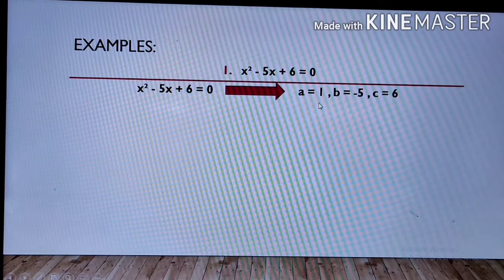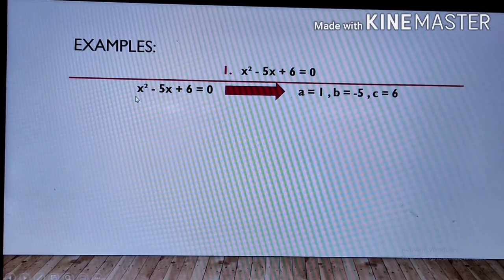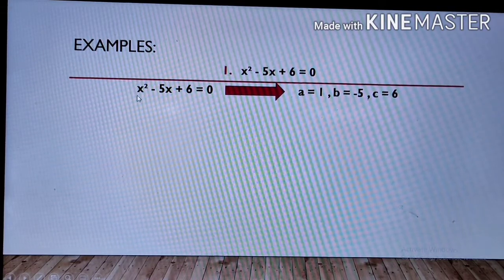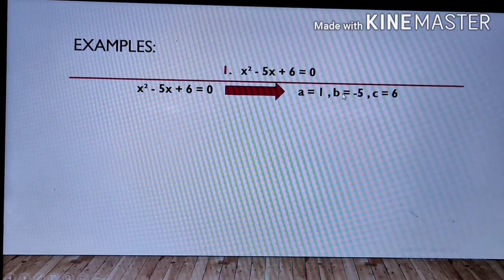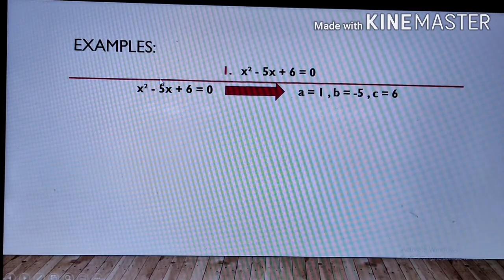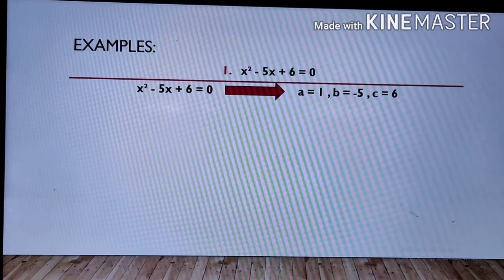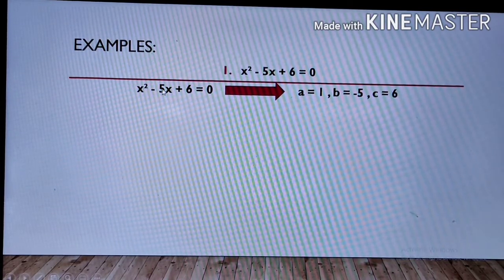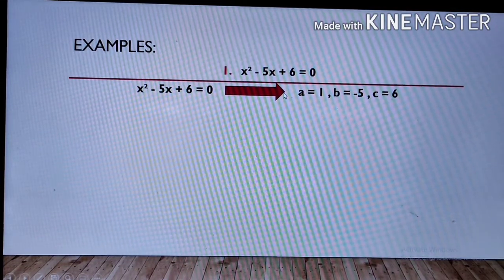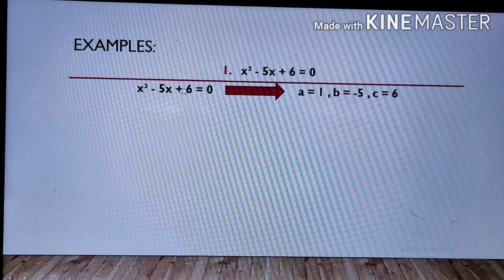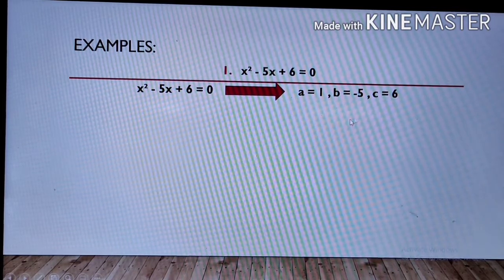So, ang a ay ang first term, coefficient ng first term. So, ito, x squared. Ang coefficient niya ay 1. So, a is equal to 1. Then, ang b is the second term, then ang coefficient ng second term. Kung ano yung operation na katabi ng number, yun din yung sign ng number. So, minus, it means negative 5. Then, ang c is the last term, plus 6, so it means positive 6.